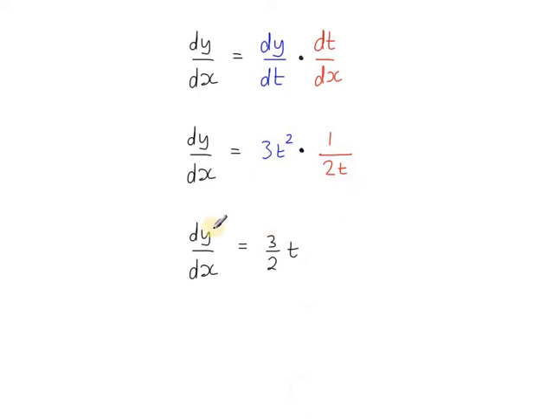So to work out the gradient of any point on the curve, we first need to know the value of the parameter t at that point, and then you substitute the parameter into here, multiply by 3 over 2, and you have the gradient.